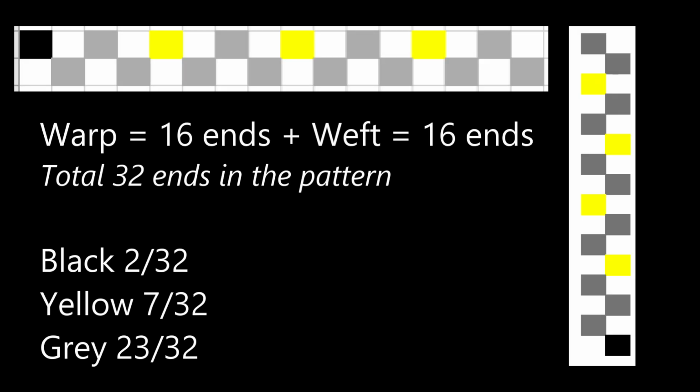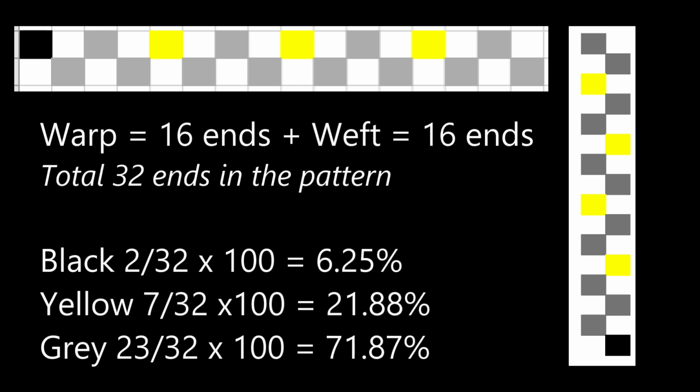We can bring this back to our individual pattern for warp and weft. There are 16 ends in the warp and 16 ends in the weft. So in total, we have 32 ends in the pattern. So if we look at the colours, we have 2 black threads, one in the warp, one in the weft, out of 32. In yellow, we have a total warp and weft, 7 threads out of 32. And for grey, we have a total of 23 threads in warp and weft out of 32.